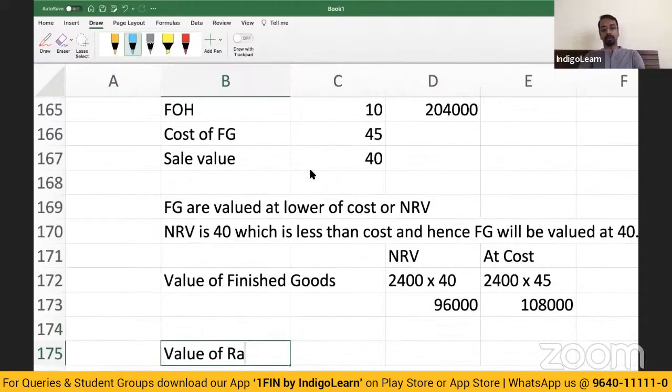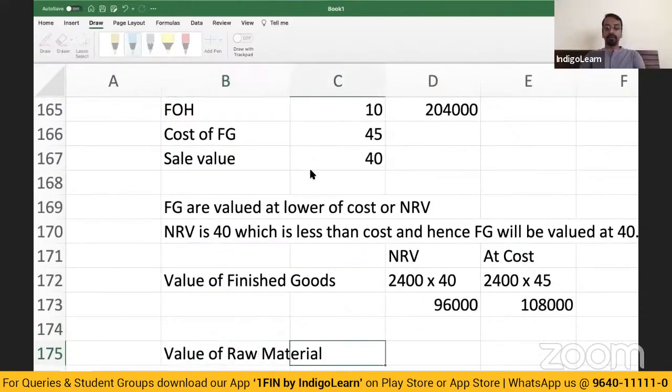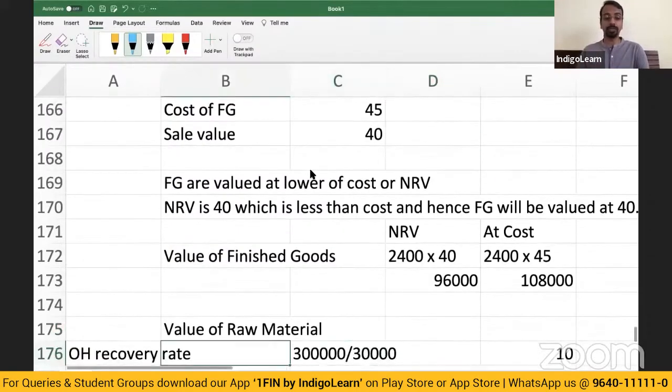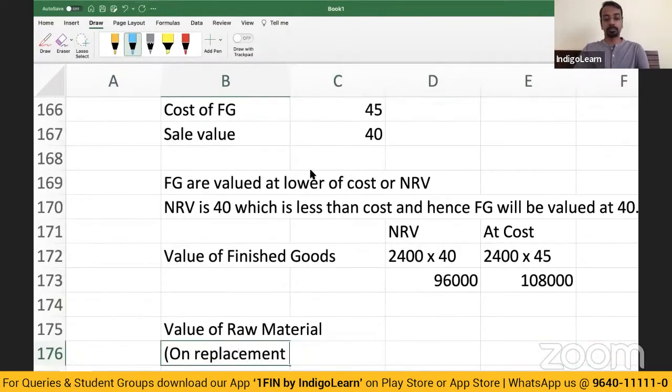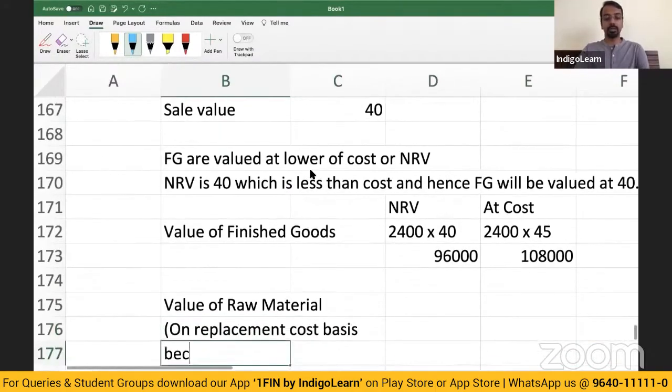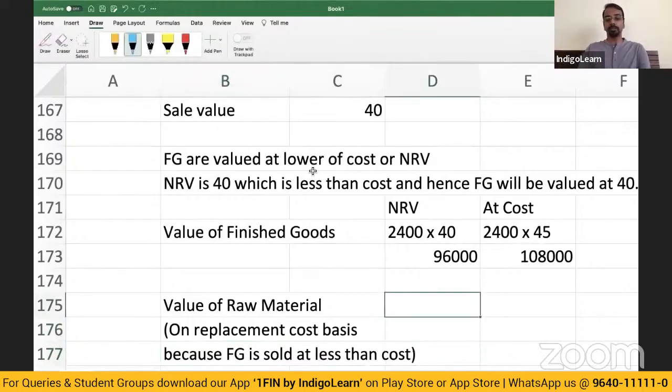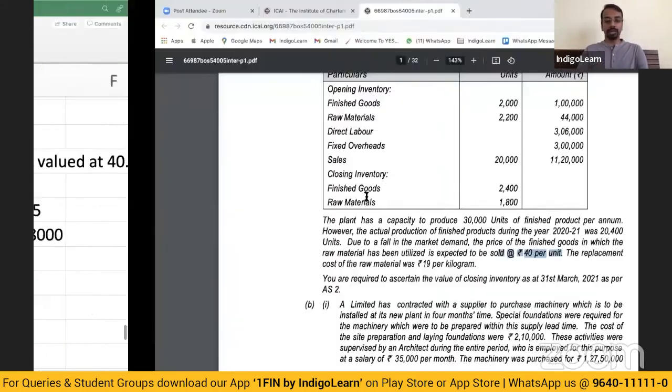Now, value of raw material. Yesterday we discussed, right? If finished goods in which the raw material is incorporated will be sold below cost, then you will value the raw material at replacement cost. Why? Because the finished goods are sold at less than cost, right?